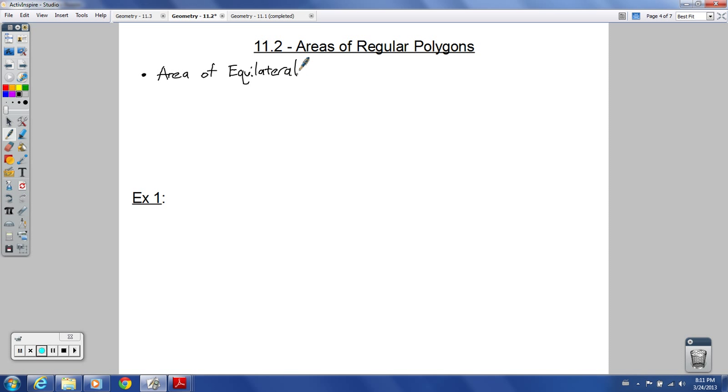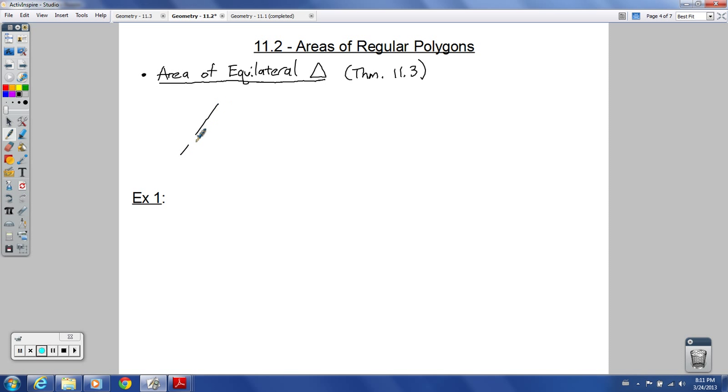Remember, there was a theorem a while back that said if you had an equilateral triangle, it's also equiangular, and vice versa. So an equilateral triangle being also equiangular means it's a regular triangle. So there's a special formula that we can use as a shortcut to find the area of a regular triangle, an equilateral triangle in other words.